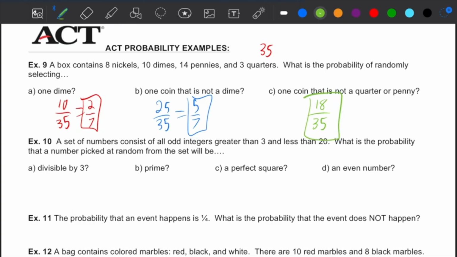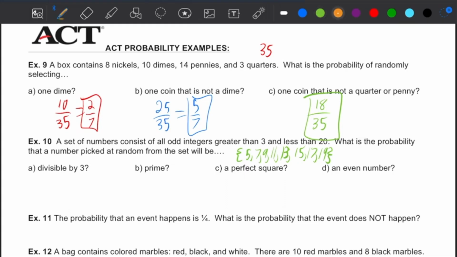All right, a set of numbers consists of all odd integers greater than 3 and less than 20. What's the probability that a number picked at random from the set will be? So let's first of all figure out all of the sample space here. So the odd integers greater than 3 and less than 20. So you're talking about 5, 7, 9, 11, 13, 15, 17, and 19. Because we can't include 3 because it has to be greater than 3, and we can't include 20 because not only does it have to be less, but 20 is not odd.